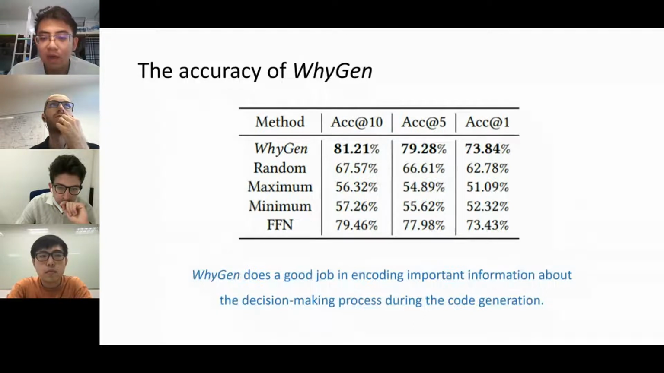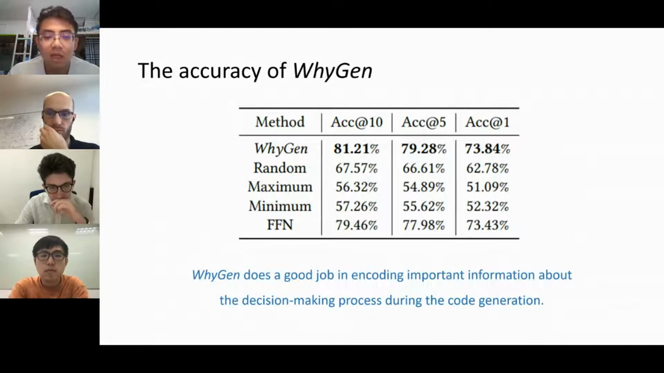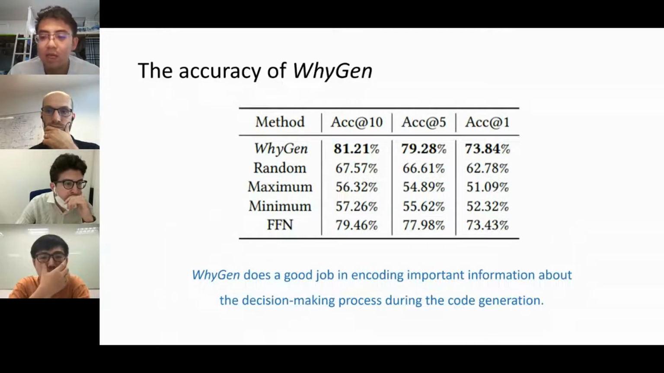As shown in the figure, the accuracy of top 10, top 5, and top 1 of YGen in the 5 groups of experiments is much higher than other methods. This shows that the influence fingerprint composed by YGen does a good job in encoding important information about the decision-making process during code generation. It can efficiently be used to find the training samples that share similar decision logic with the query sample.